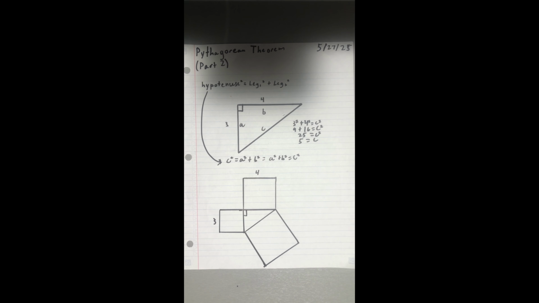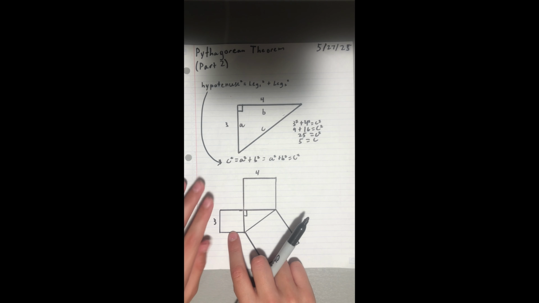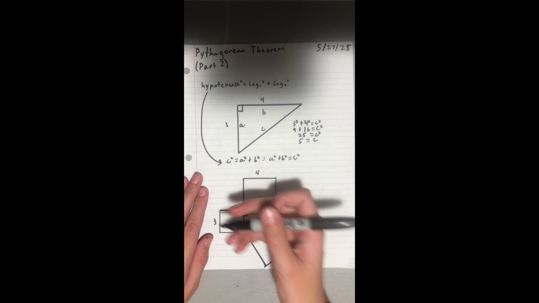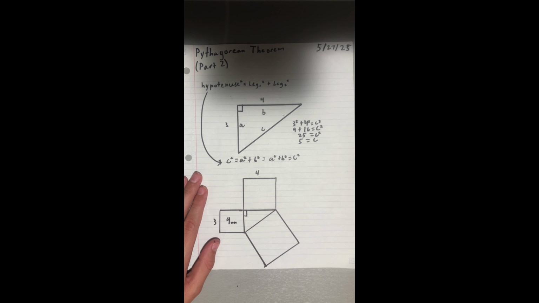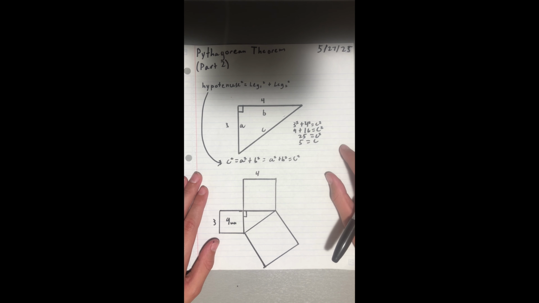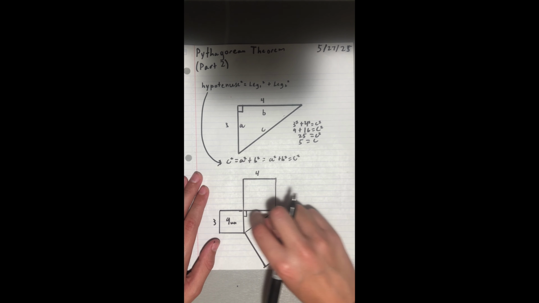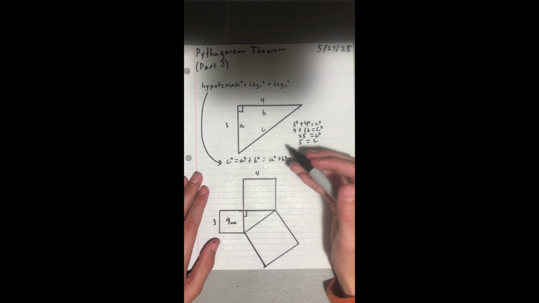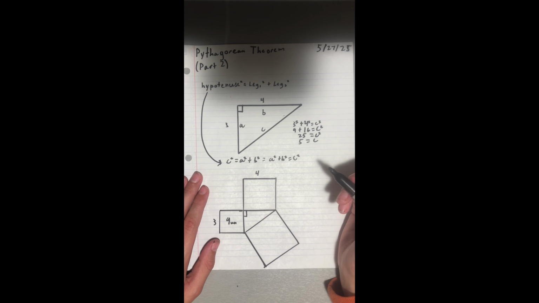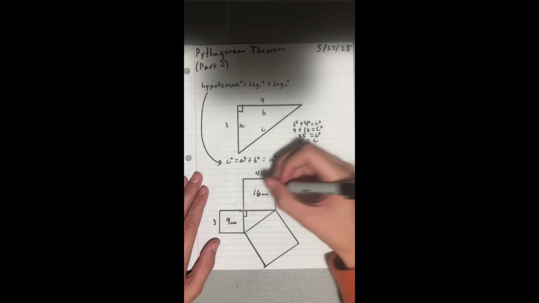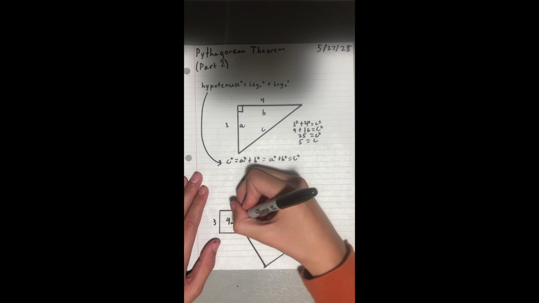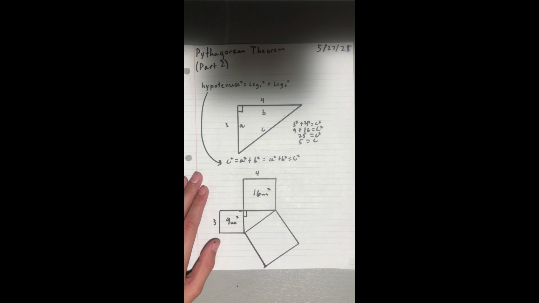We can also draw this formula out as well. 3 squared can be drawn as a square with side length of 3, and the area of that square would be 9 units because 3 times 3 is 9, and we'll just be using units as our measurement. And we can also do the same for this square. This is a square with side length 4, so 4 times 4, or 4 squared, is 16. 16 units squared.